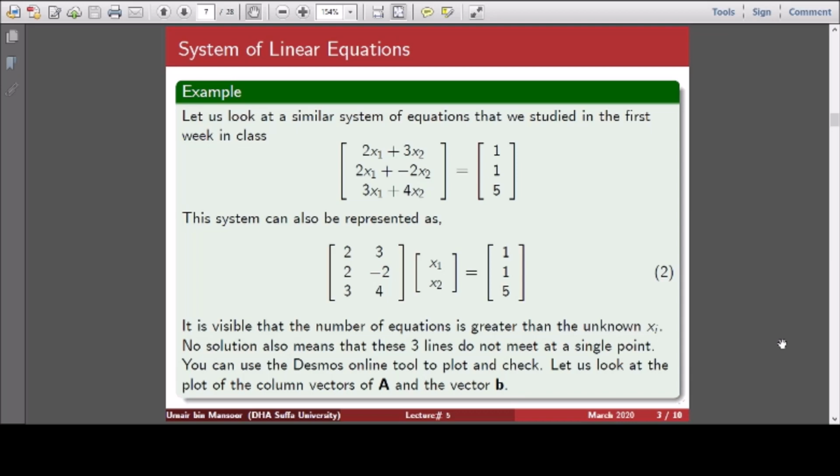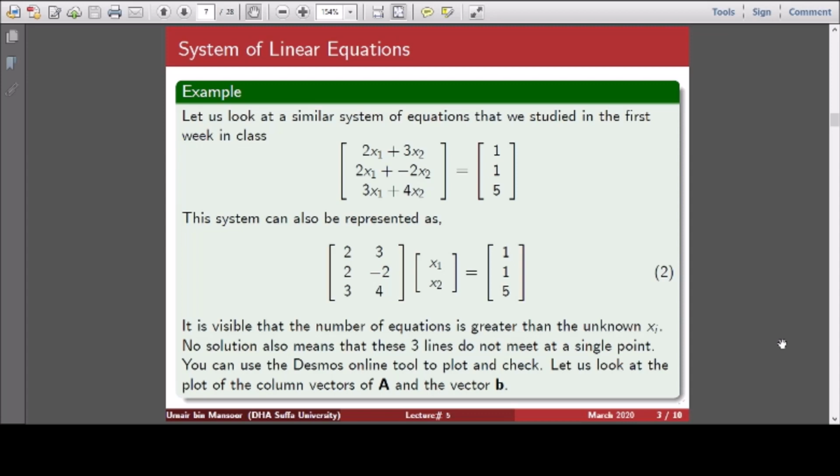So this is an example of an overdetermined system. Let's look at a similar system that we studied in the first 2 weeks. Here I have written the three equations, and in equation number 2 I have written it in terms of a matrix. You can clearly see the number of rows in matrix A is 3, representing 3 different equations, and the number of unknowns is 2.